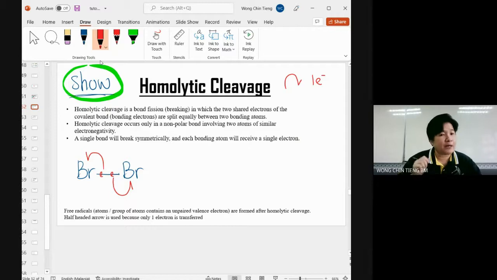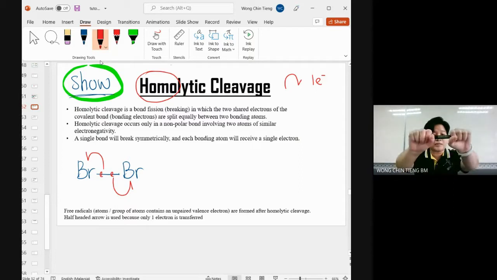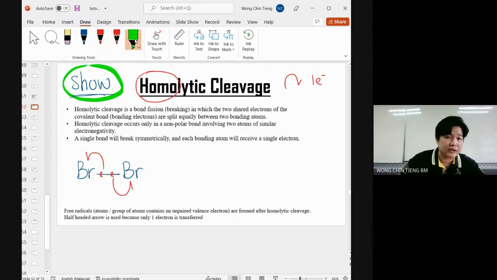Okay? Kenapa one electron is moved? Sebab they are homolytic cleavage due to the same electronegativity. Alright, electronegativity sama kuat, dua-dua tarik sama kuat. Bila dua-dua tarik sama kuat, bila putus pun dia akan putus sama rata. Sama rata bermakna apa? Ada dua elektron. Seorang dapat satu, seorang dapat satu. So bila hanya dapat satu, kita tak boleh guna full-headed arrow, kita akan guna half-headed arrow. And this is what I meant by half-headed arrow. Okay, only one electron is transferred.